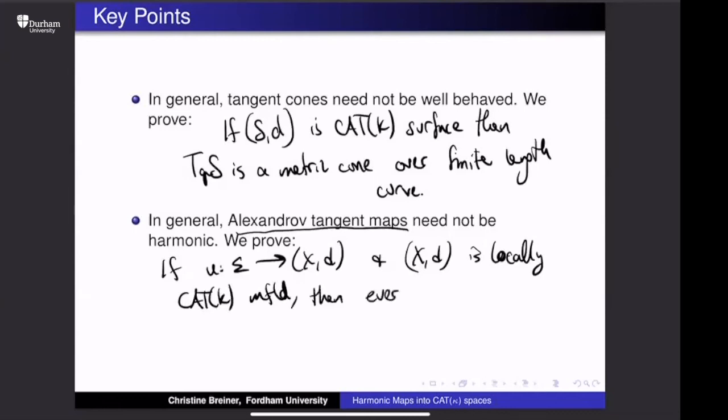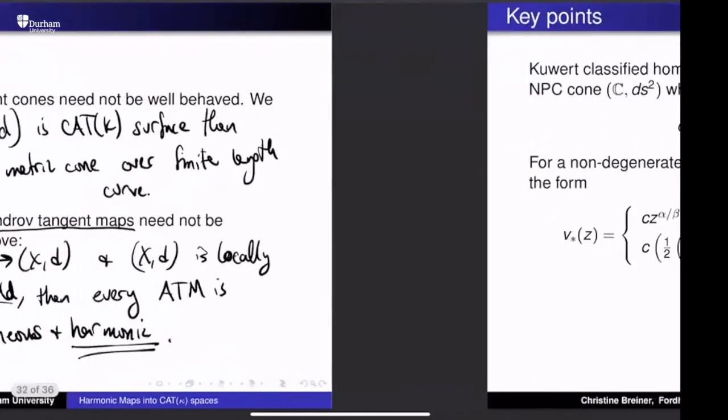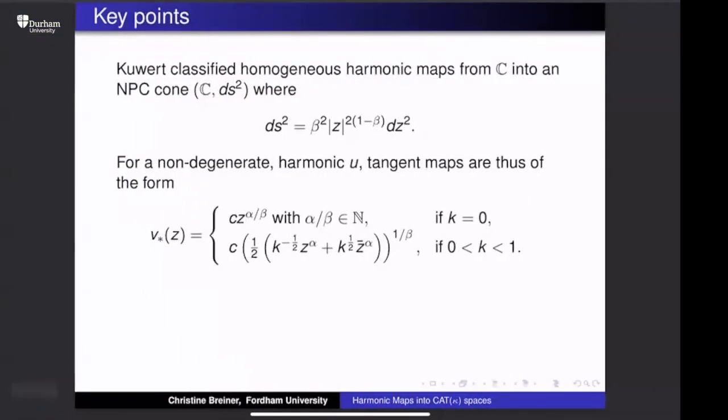Then every Alexandrov tangent map is not only homogeneous, but it's also a harmonic map. So when you add the condition of manifold, you can show that the Alexandrov tangent map is not only a homogeneous map relating to your map U, but it's also a harmonic map. And the reason we need that is because we want to try and characterize these tangent maps to understand openness.